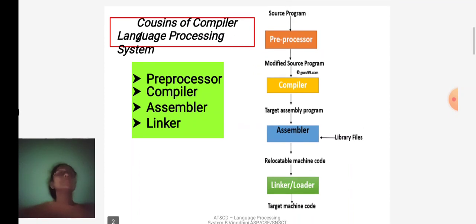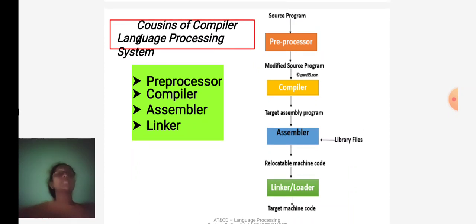So this is the way our high level language is converted into executable machine level language. For that conversion we need the translators, or cousins of the compiler, like the preprocessor, compiler, assembler and linker. So this is the way our language is converted to machine level language. This is very important before going into the compiler, to understand how our source program is converted.